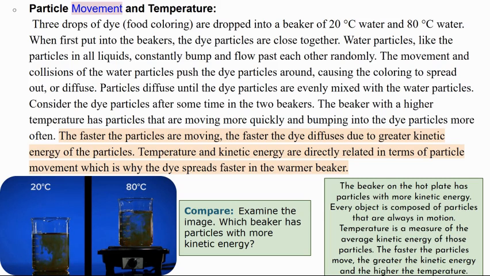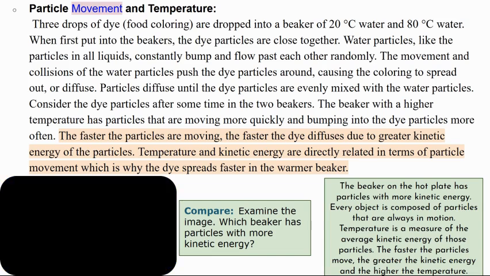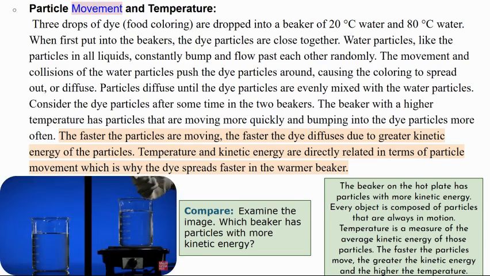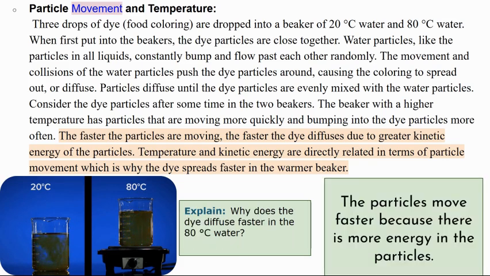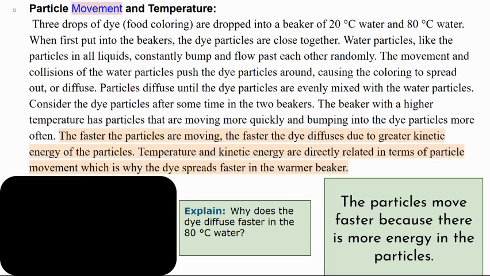Compare. Examine the image. Which beaker has particles of more kinetic energy? So do we have one with 20 degrees Celsius and one with 80 degrees Celsius? The beaker on the hot plate has particles of more kinetic energy. Every object is composed of particles that are always in motion. Temperature is a measure of the average kinetic energy of those particles. The faster the particles move, the greater the kinetic energy and the higher the temperature. So the particles move faster because there's more energy in the particles.